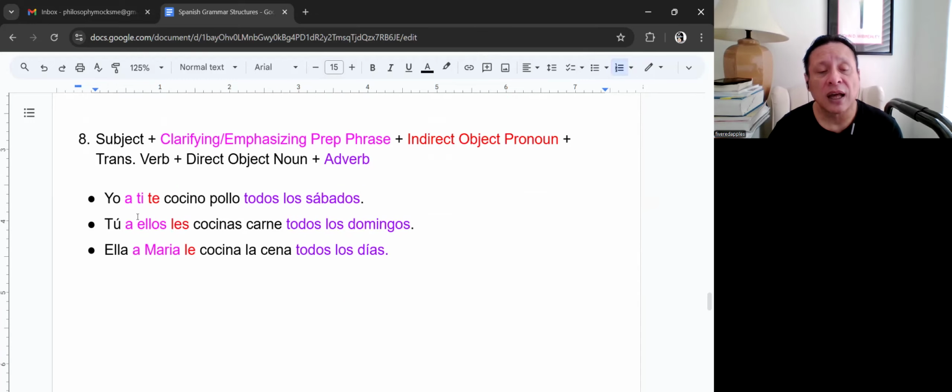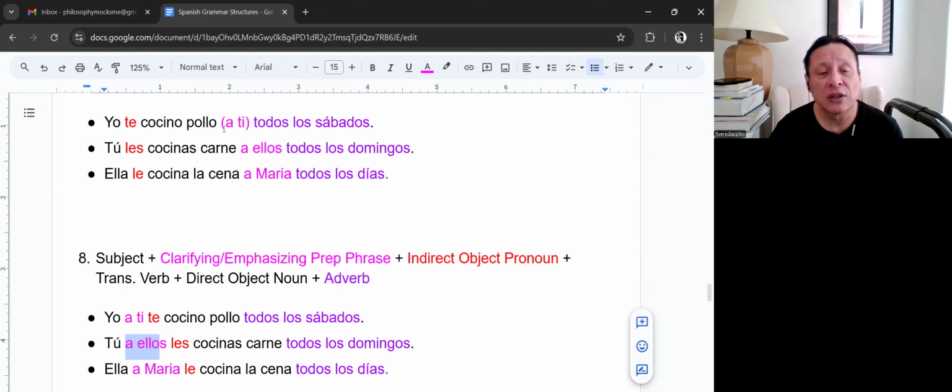Yo a ti te cocino pollo todos los sábados. I, for you, cook chicken every Saturday, right? Okay, so the prepositional phrase clarifies who this te is referring to, or makes it more emphatic. Tú a ellos les cocinas carne todos los días. So these are the same meaning.